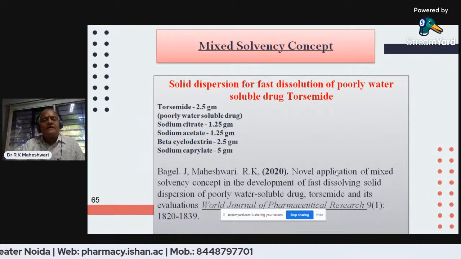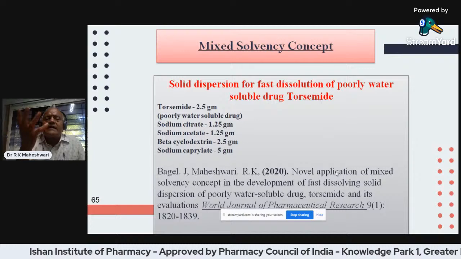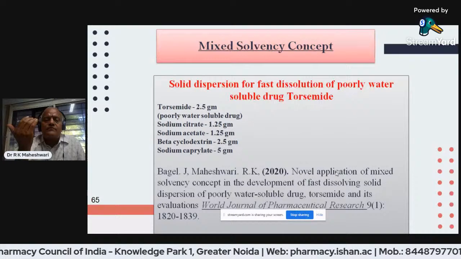Solid dispersions can be made with the help of the mixed solvency concept. In this particular example, within 5-10 minutes I will stop my lecture. So in solid dispersion, furosemide, an insoluble drug, 2.5 gram, was dissolved with the help of sodium citrate 1.25 gram, sodium acetate 1.25 gram, which is hydrotropy 2.5 gram, and sodium caprylate 5 gram.